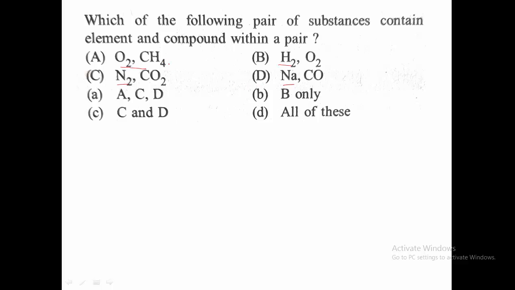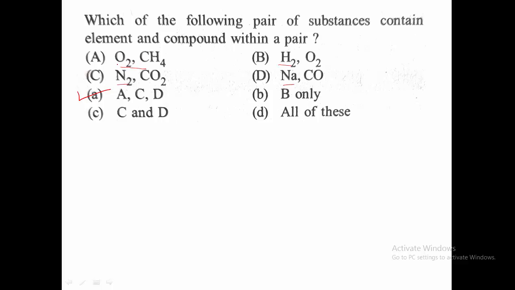You have to find out which pair of substances contains both an element and a compound. So if you see in case of B, H2 and O2, here none of O2 and H2 is a compound, since a compound consists of two or more different atoms. Therefore option A is the right answer, that is A, C, D. These contain element and compound within the pair.